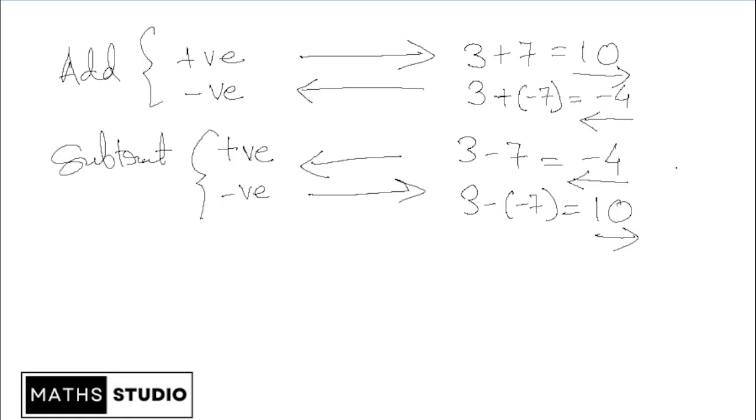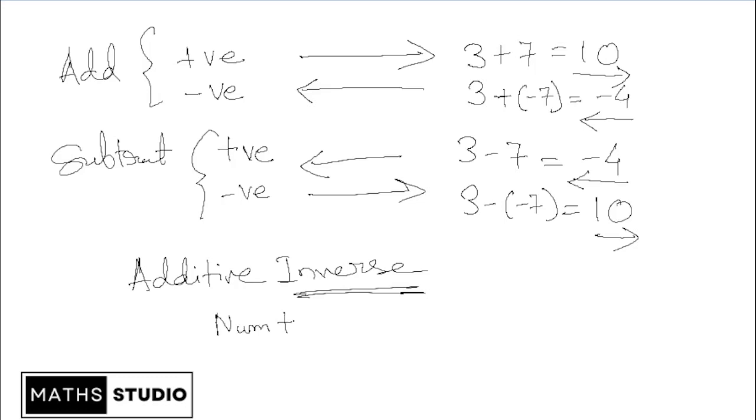So all this we had done in class 6. Now, the concept of additive inverse. Inverse means just the opposite. So the opposite of addition is subtraction. So the concept of additive inverse is you add one number to another number such that the result is 0.